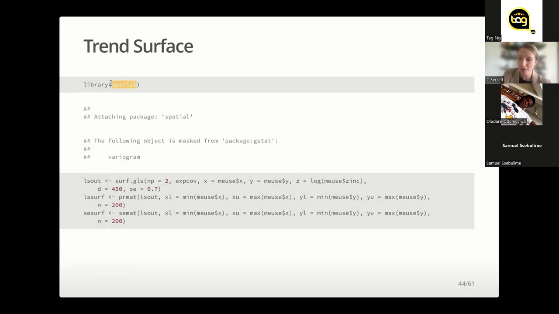Spatial is a default package that comes in R, and it estimates surfaces over a box. So you give it the lower bound and the upper bound in the X direction, the lower bound and upper bound in the Y direction.